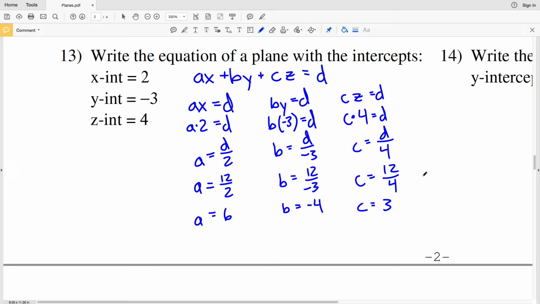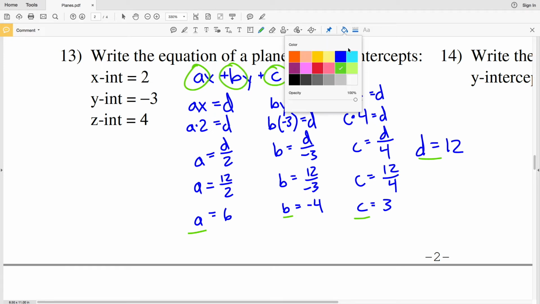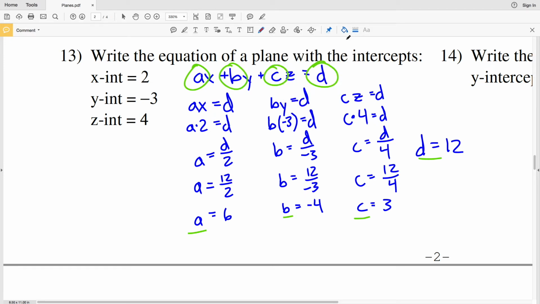And remember, that is if d is equal to 12. We could have chosen a different multiple, however, 12 is the least common multiple of those factors. And now look, we have a, b, c, and d, which are the numbers we need to write our equation.